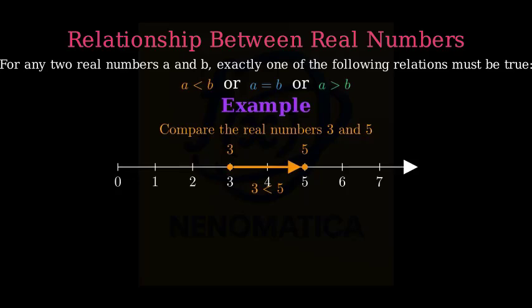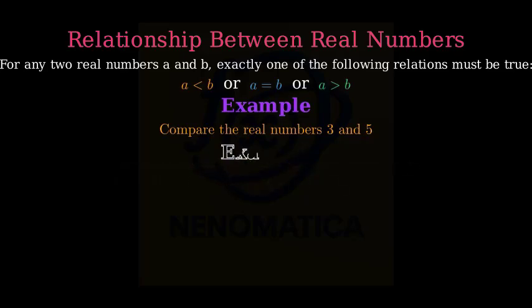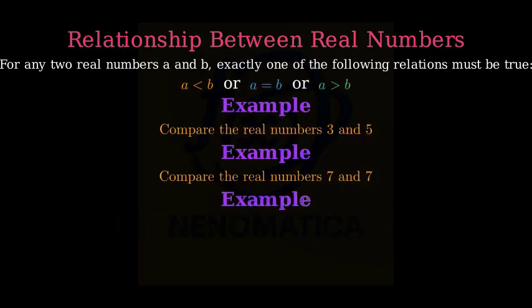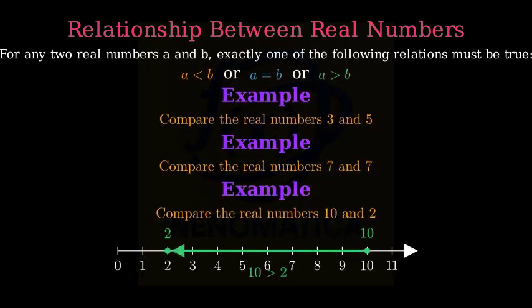Let's consider another example. Compare the real numbers 7 and 7. Since these are the same number, they would be at the same position on the number line. Therefore, 7 equals 7. Now, for our third example, compare the real numbers 10 and 2. Since 10 is to the right of 2 on the number line, we can see that 10 is greater than 2, or mathematically written as 10 greater than 2.